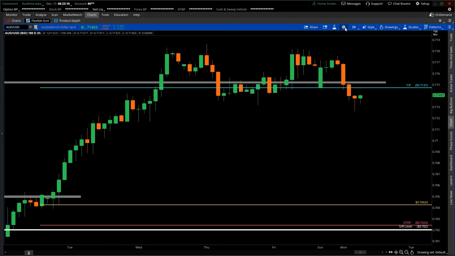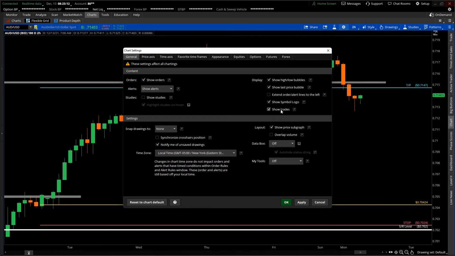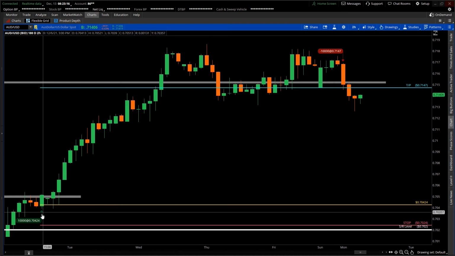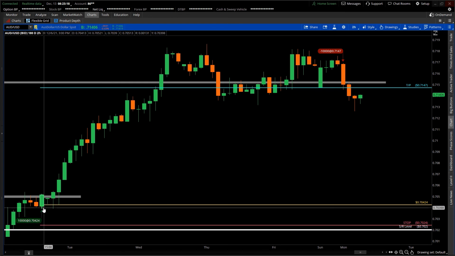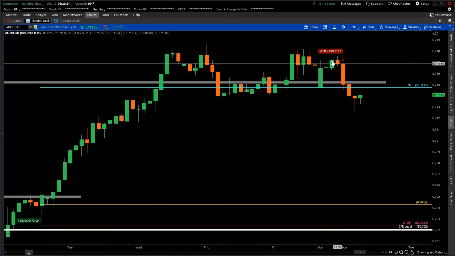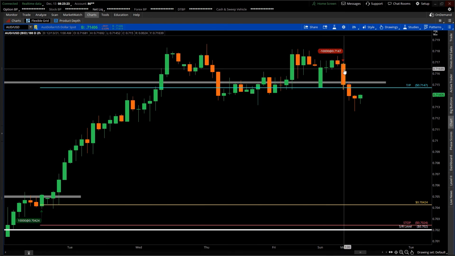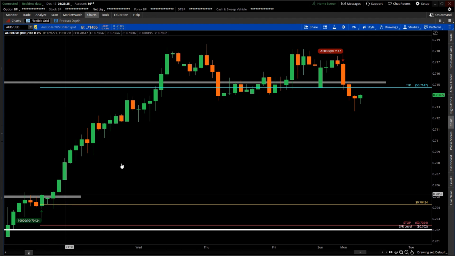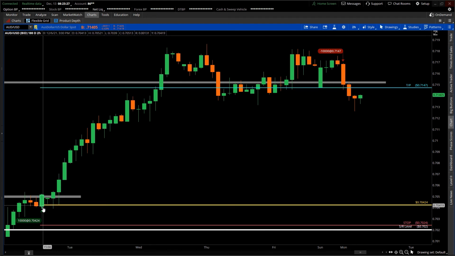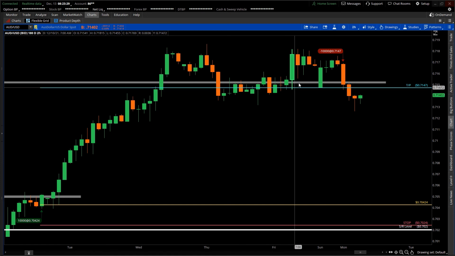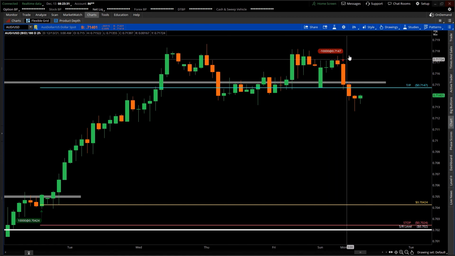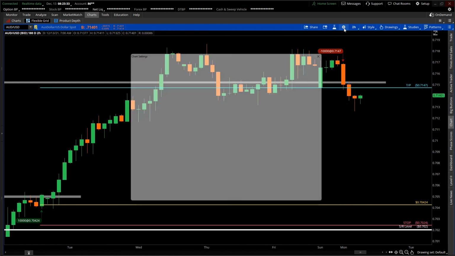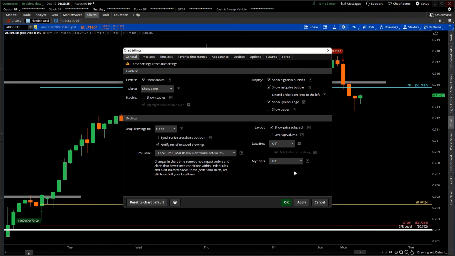So if I show trades, you can see that here are the bubbles. My entry bubble right here is on this candlestick, and my exit bubble right here is on this candlestick. So again, this is the longest time I've ever been in an FX trade. So yeah, very interesting indeed. So let me just get that out of here.